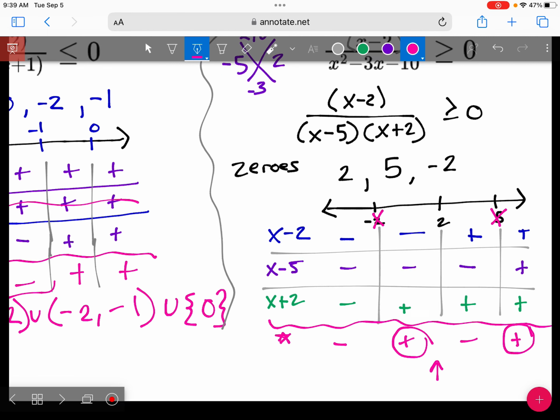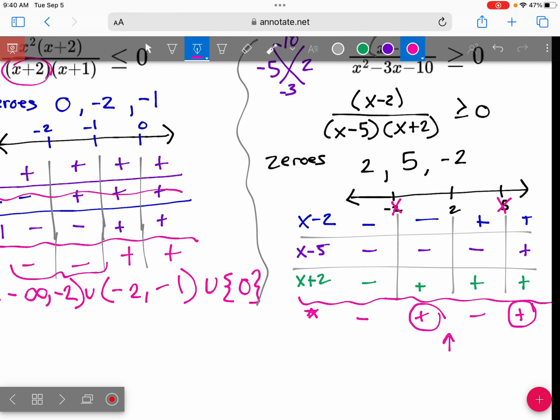So if -2 is my x, what happens to my denominator? It's 0. Bad time. If 5 is my x, what happens to my denominator? 0. If 2 is my x, my numerator is 0. Hunky-dory. And we have an equals to. So this one we can use. These two we can't.